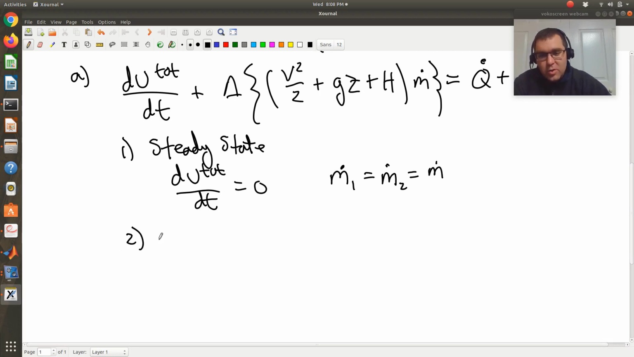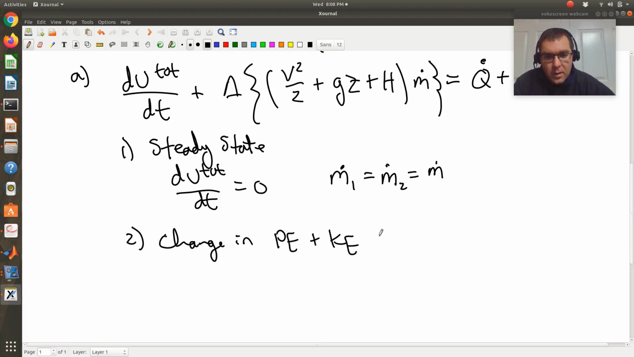Assumption 2 is I'm going to assume that my change in potential energy and kinetic energy is negligible. And so what that does for me is that allows me to kill these first two terms.